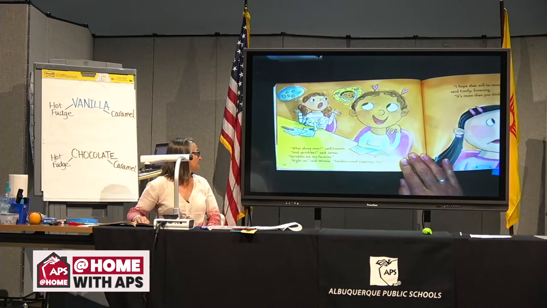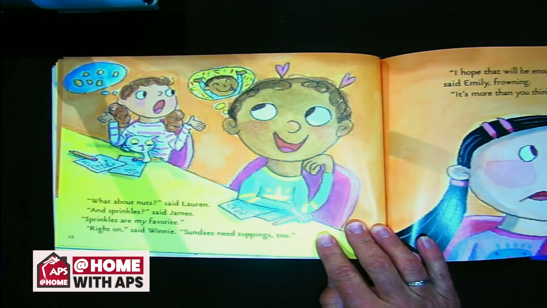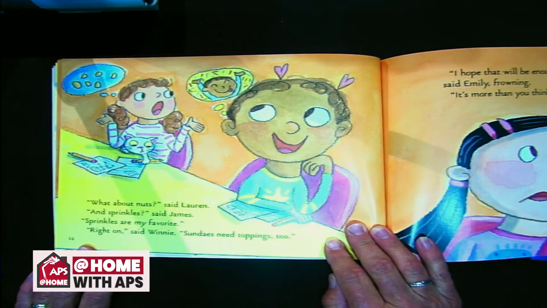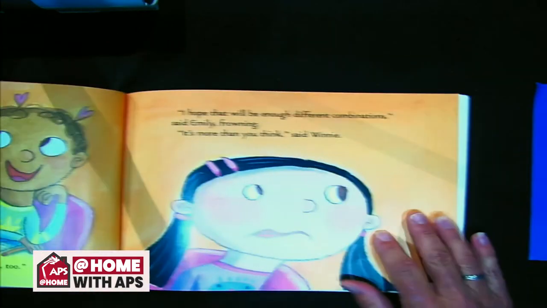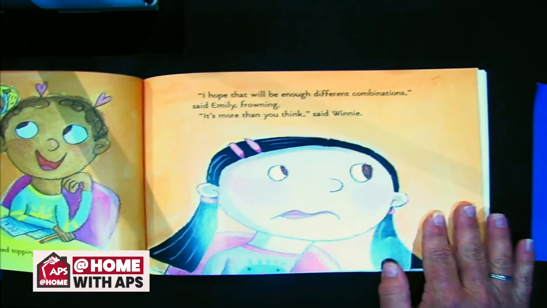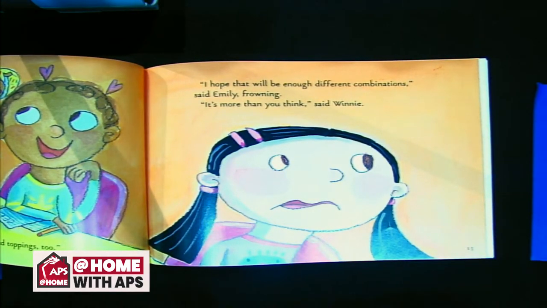"What about nuts?" said Lauren. "And sprinkles," said James. "Sprinkles are my favorite." "Right on," said Winnie. "Sundaes need toppings too." "I hope that will be enough different combinations," said Emily, frowning. "It's more than you think," said Winnie.